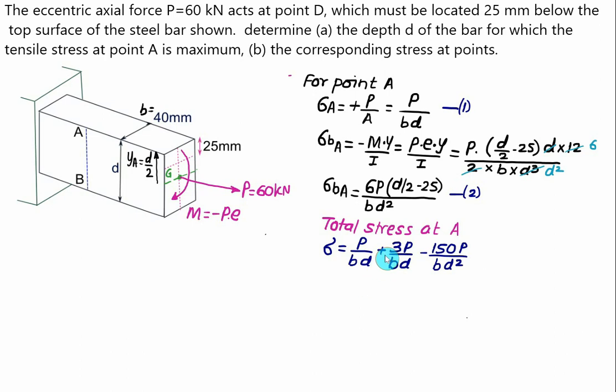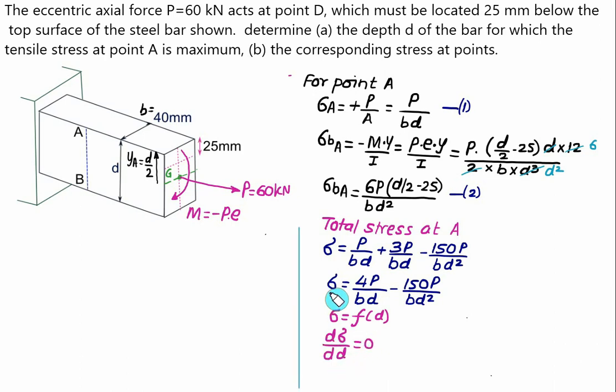So in this case this is 3 times of P by bd and this is P by bd, so we have stress equal to 4 times of P divided by b d minus 150 multiplied by P divided by b d square. (equation 3) So clearly here the width b is constant, P is constant, and sigma is a function of the depth d. So what we'll do, we'll differentiate sigma with respect to the depth and equate it to 0.